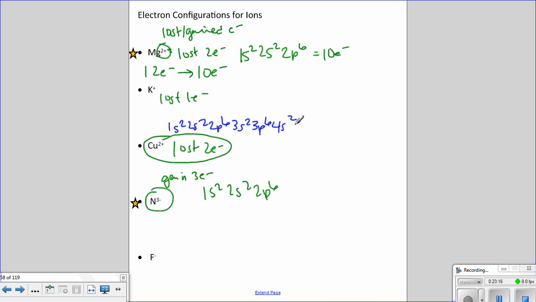So we have to drop down 1 energy level. So 3d. 1, 2, 3, 4, 5, 6, 7, 8, 9. Therefore, copper is the 9th one over.